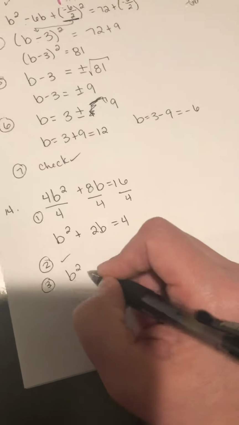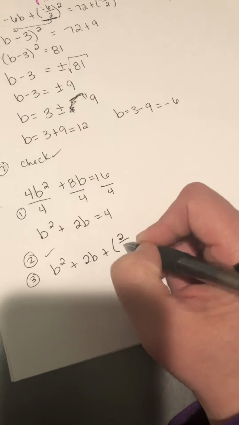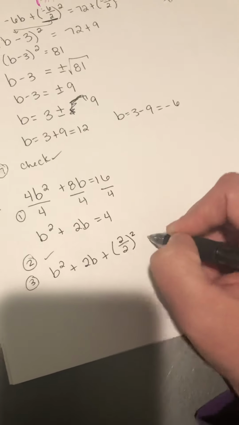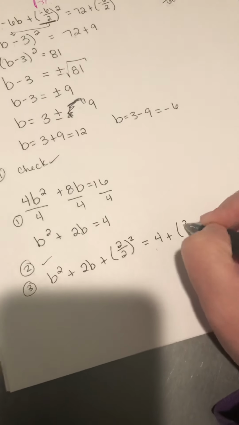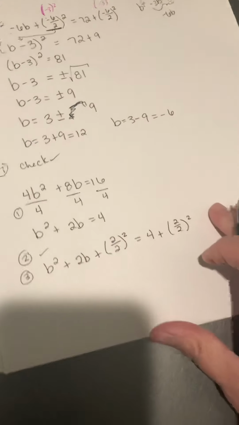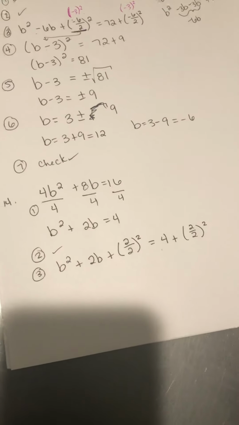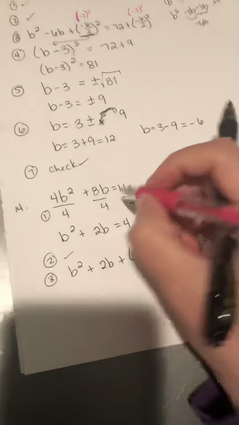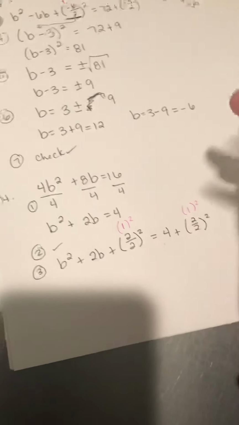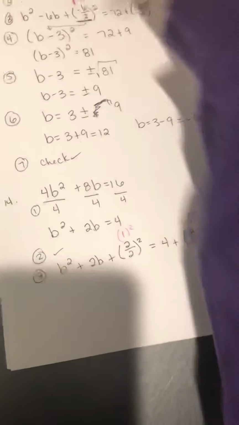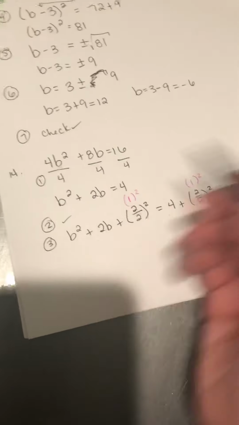So I'm going to say b squared plus 2b plus, again, I'm just going to write it as 2 divided by 2 so you know where it's coming from, squared. If you want to write 1 squared, that's fine. 4 plus 2 divided by 2 squared. So again, if you wanted, you could say that that was 1 squared instead. It's 1 squared, and this is 1 squared. In this case, it doesn't really matter since it's 1 and 1 squared is still 1.